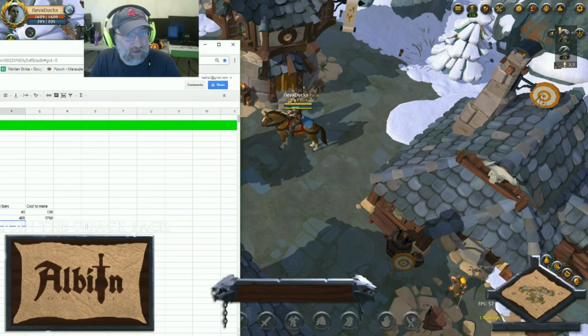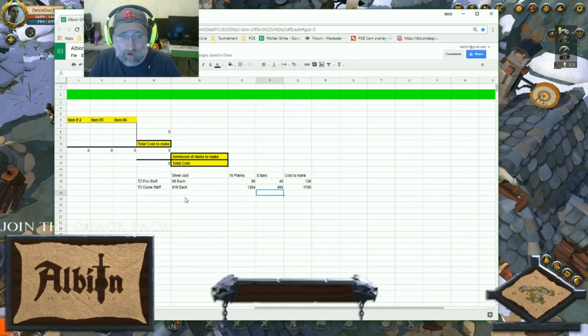So what I did was I went to the auction house and bought tier 2 fire staffs, which I have. They cost 65 silver each. If I were to make those staffs in order to level up, it would cost me 96 silver for 16 planks and 40 silver for 8 planks. So it would cost me more than double to actually make that.